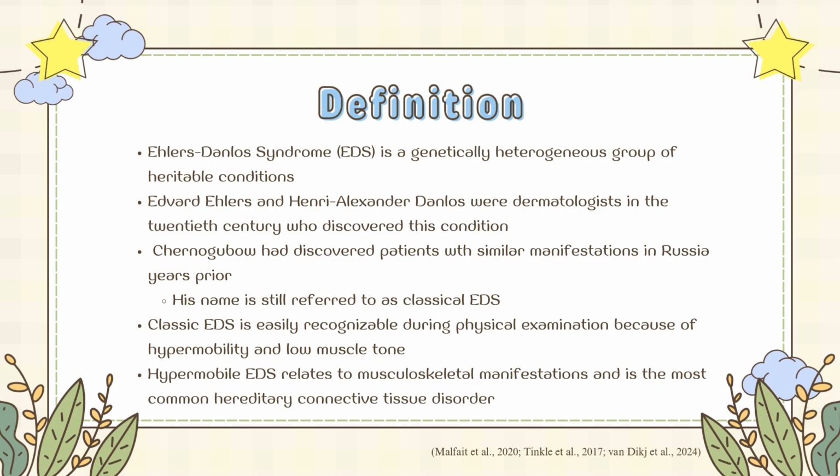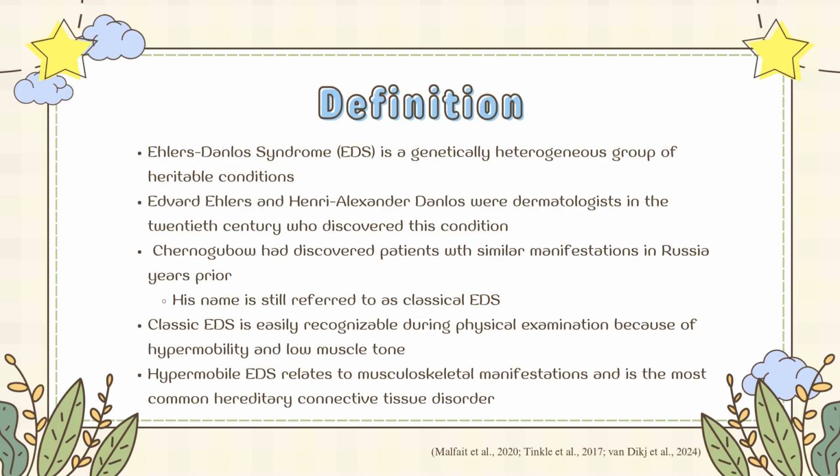Ehlers-Danlos syndrome, also known as EDS, can be defined as a genetically heterogeneous group of conditions that are heritable. Two men, Edvard Ehlers and Henri Alexander Danlos, were dermatologists in the 20th century who discovered the condition. Chernogubov, years prior, had seen a similar presentation to EDS in Russia, but his name is still associated with the disorder, although he did not find it.